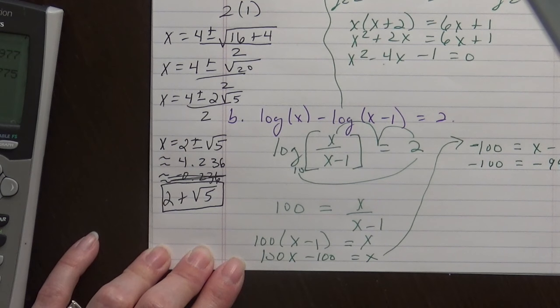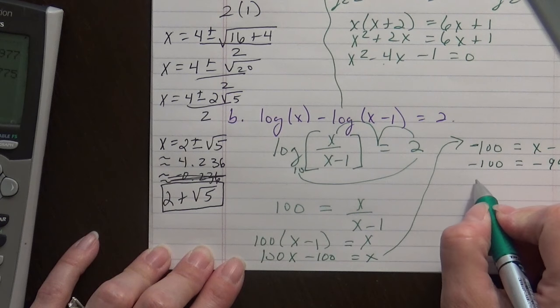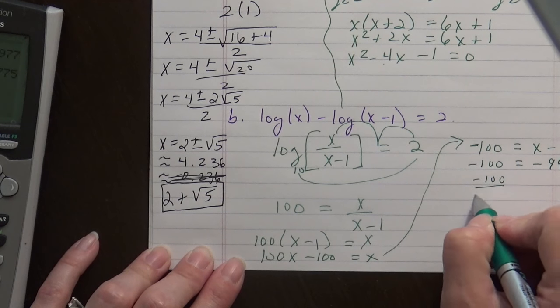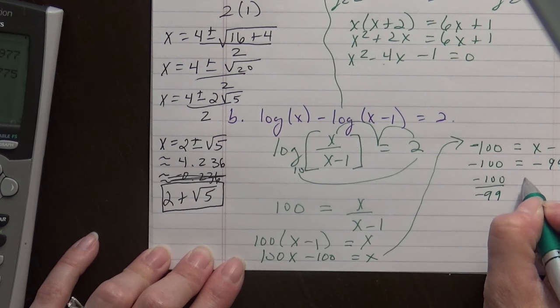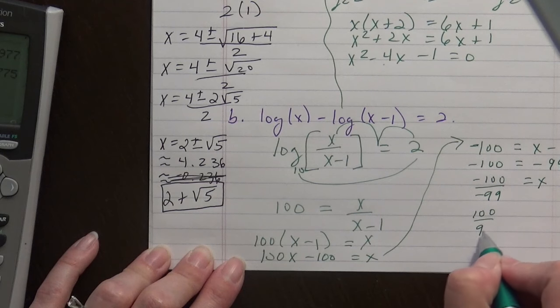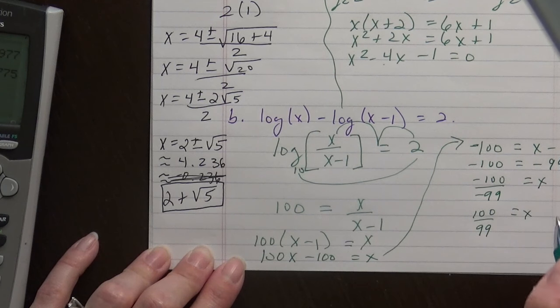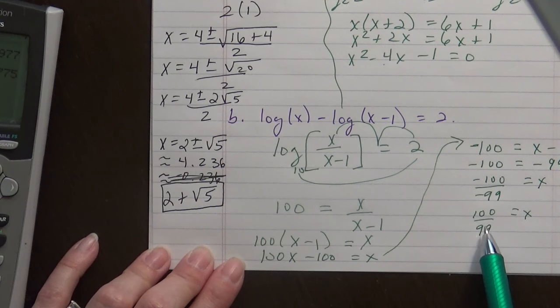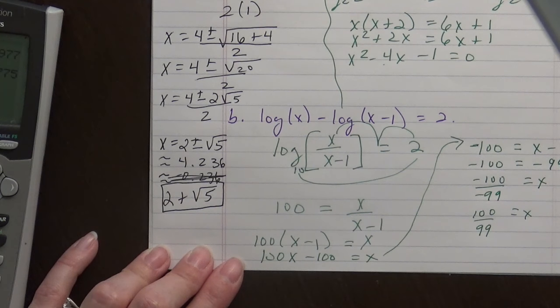And then divide both sides by the negative 99. I've got negative 100 over negative 99 equals x, so positive 100 over 99. Alright, the double negative gave me my positive, and because it's positive, if I substitute it back in, that answer should be good.